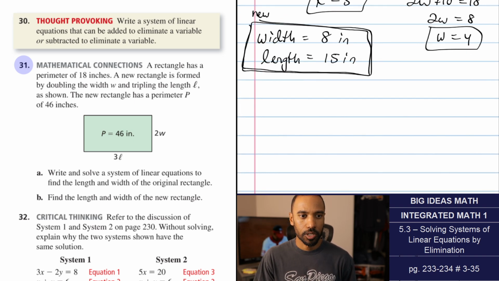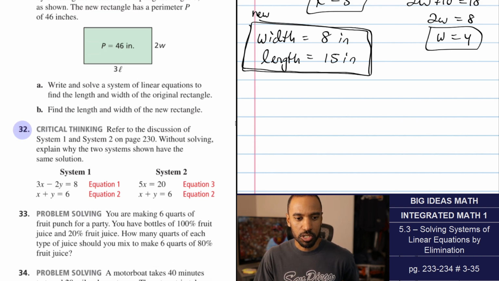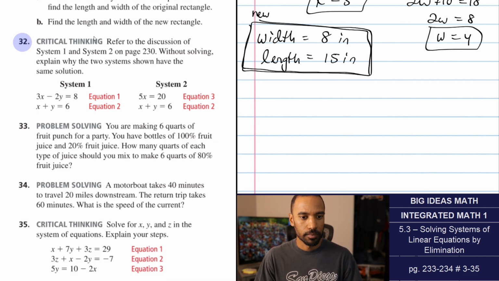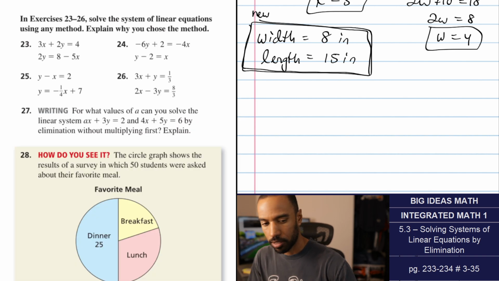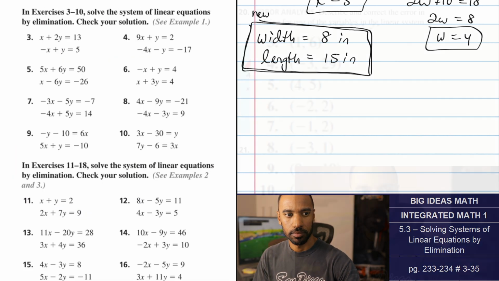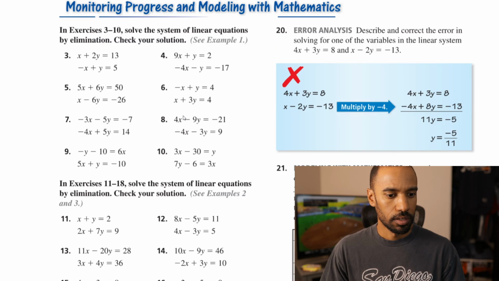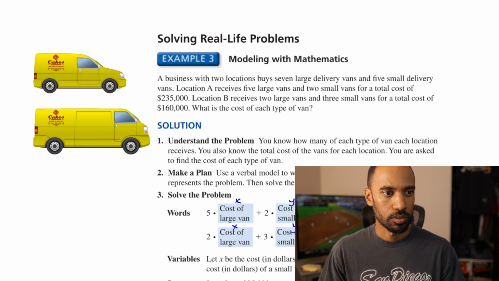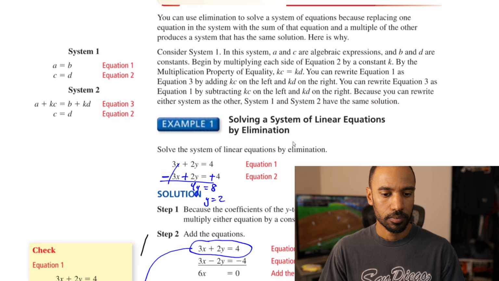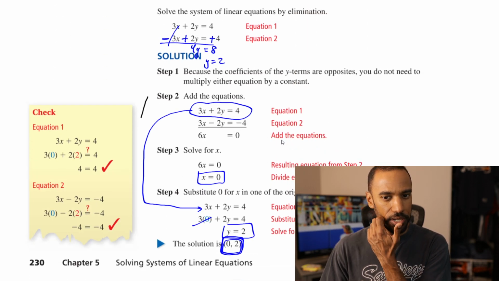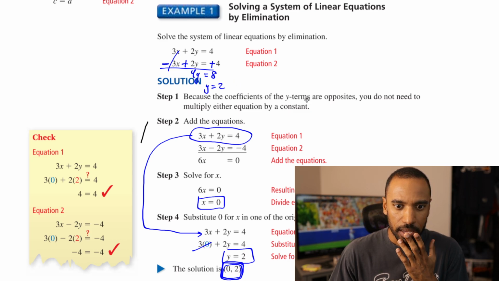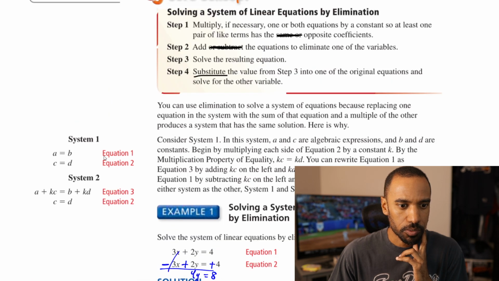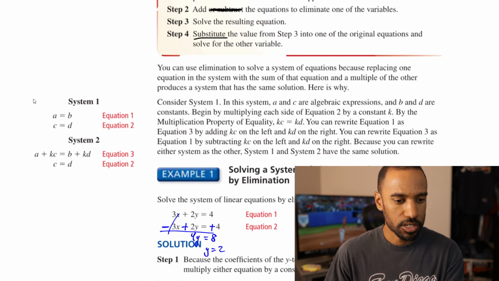Number 32, critical thinking. Refer to the discussion of System 1 and System 2 on page 230. I don't know what page I'm on. Let me go back a little bit here. This was 233. So the discussion: because the coefficients of the y terms are opposites, you don't, wait, is it, oh, right here. Oh, I never saw this. Let's copy and paste this over.